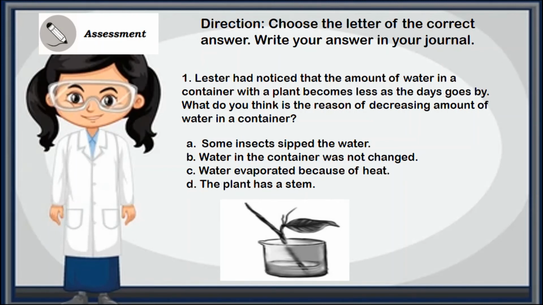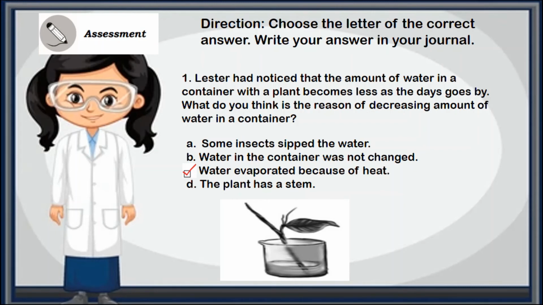Letter A, some insects sip the water. B, water in the container was not changed. C, water evaporated because of heat. And D, the plant has a stem. Correct answer is water evaporated because of heat. Kay ato ang panahon diri sa tuang lugar kay sunny and rainy. So heat gyud siya kung sunny, init gyud siya. So kana siyang tubig nga nasa tong flower vase kay mag-evaporate na siya tungod sa kainit.